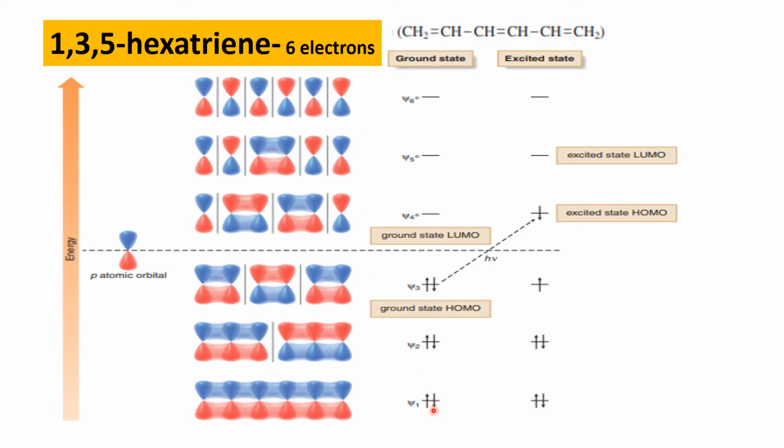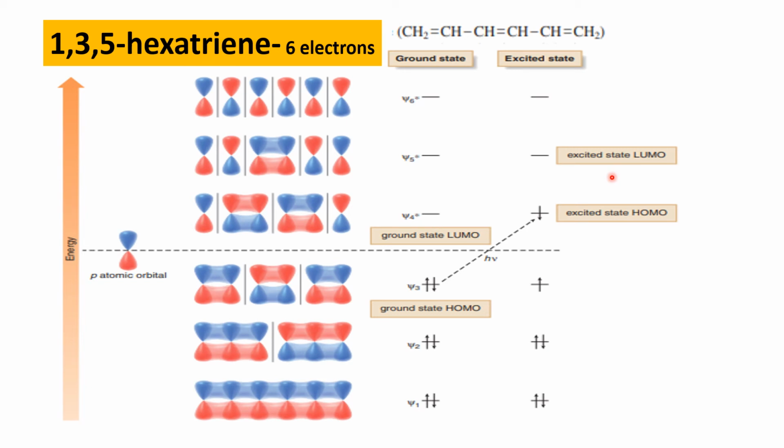How many electrons? 6 electrons, so 2, 4, 6 electrons are there. This is the highest occupied molecular orbital, HOMO. This is the lowest unoccupied molecular orbital, LUMO. So after the photochemical reaction, one electron will be excited to the excited state. This is the HOMO and that is the LUMO in this hexatriene.